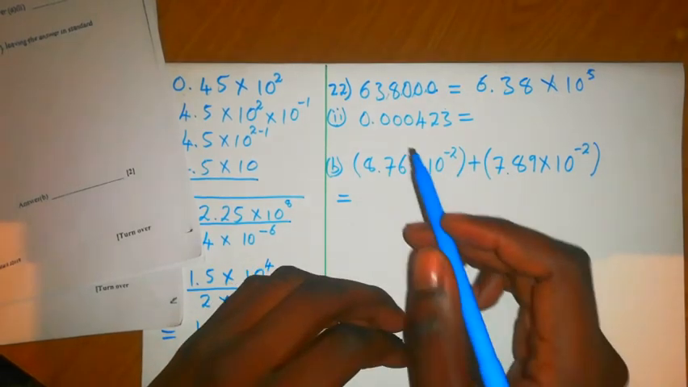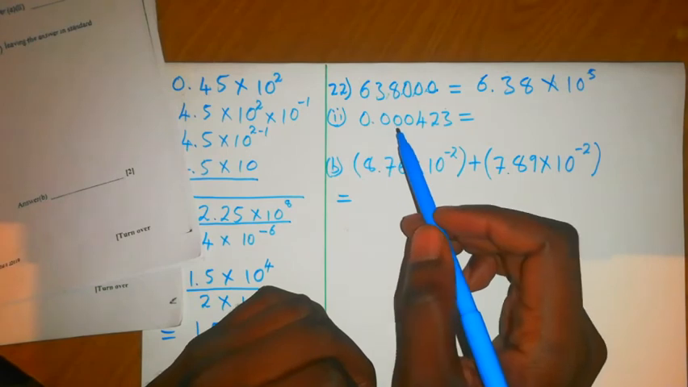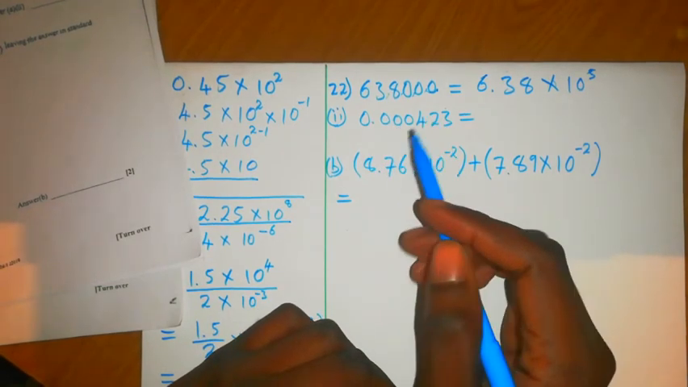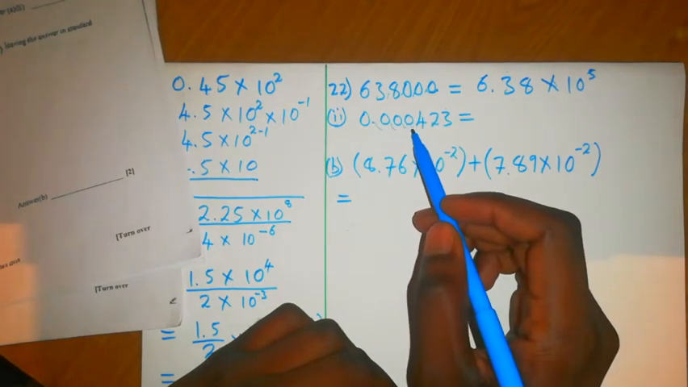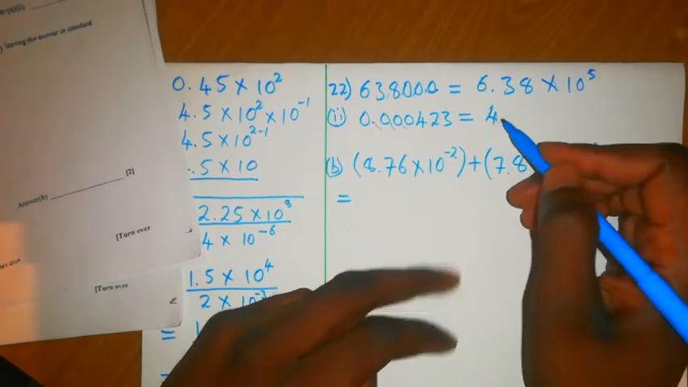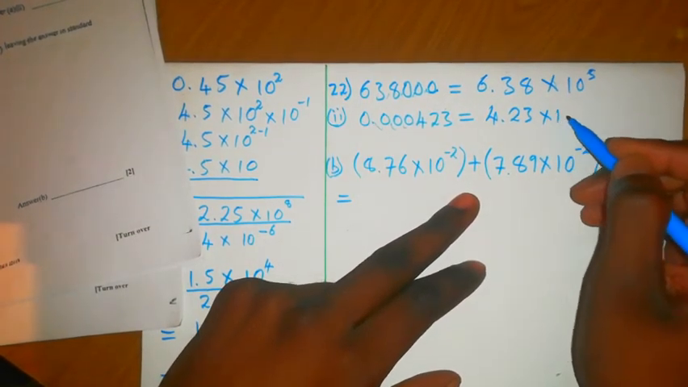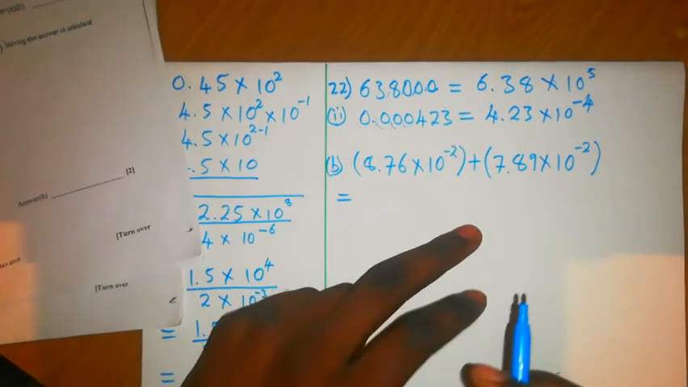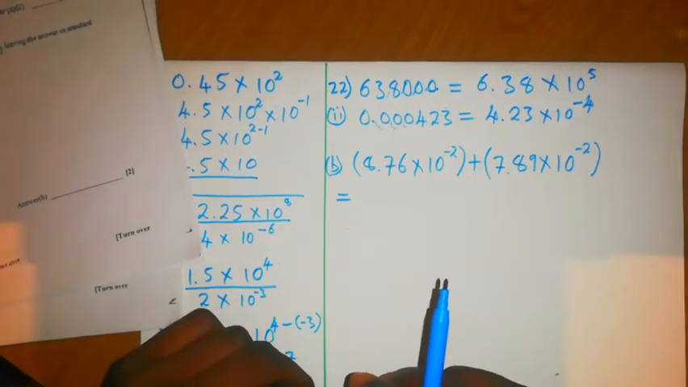The second one, that one is an abnormal number just because it begins with zeros. So we automatically know that our index is negative. So we are going to say it's going to move 1, 2, 3, 4. That's now 4.23 times 10 to the power negative 4. We're done there. Then we're moving on to this one.